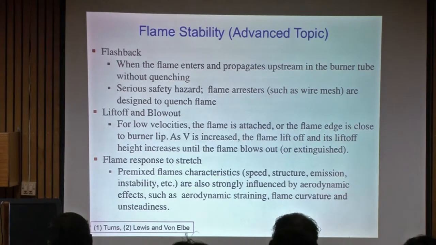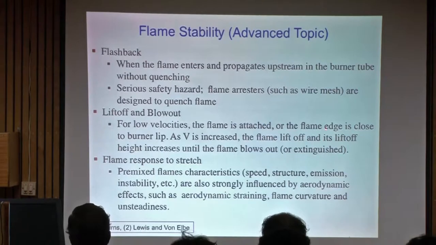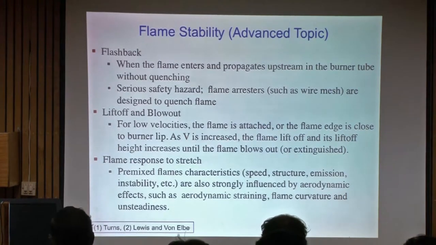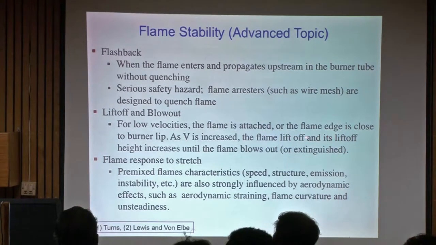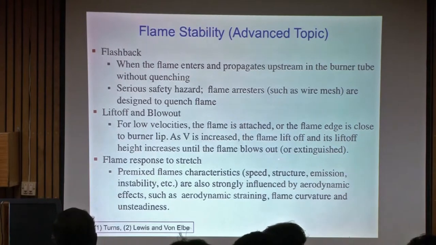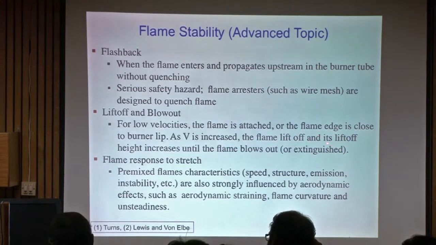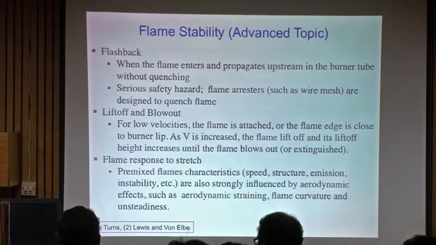The other is, let's say at low velocity the flame is attached. Then as you increase the flow velocity, the flame will lift off, and its lift-off height will increase until the flame blows out. Sometimes it can also happen that the flame starts oscillating, which can even blow out. We can also cause this by decreasing the equivalence ratio.